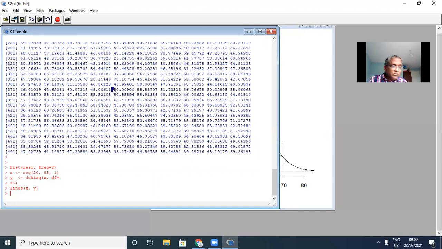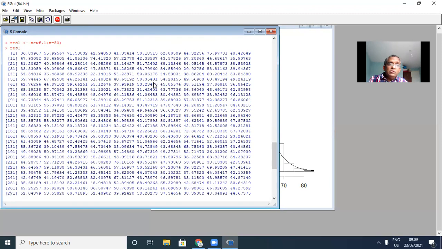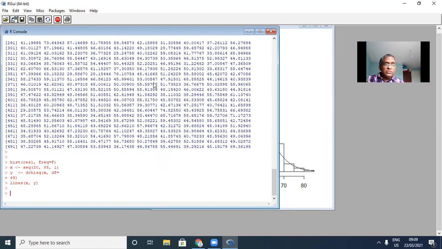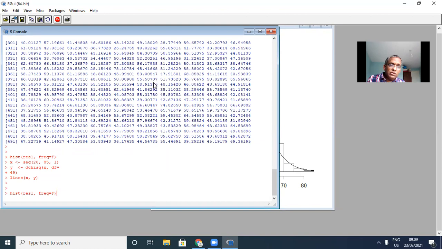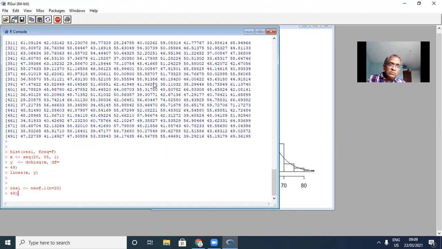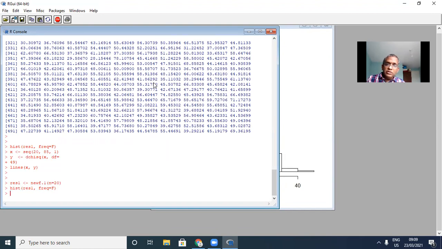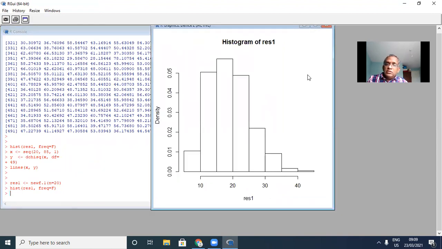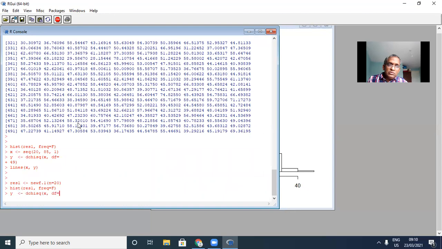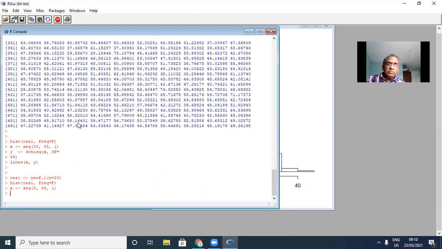In this case, I took n to be 50. Now let's choose some other value for n, say 20, for instance. Then as usual, the next step is to do the histogram, which looks like this. Here the x-axis ranges from say 5 to 45. So you define the x-axis to range from 5 to 45 in steps of 1, and then you define y as the density of the chi-square.